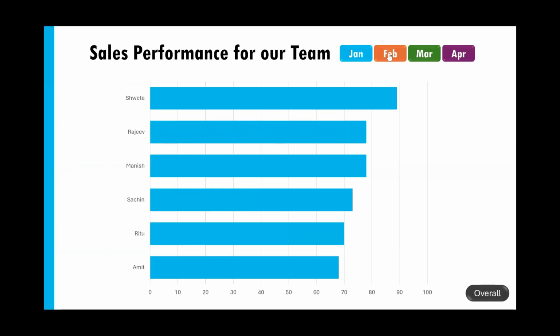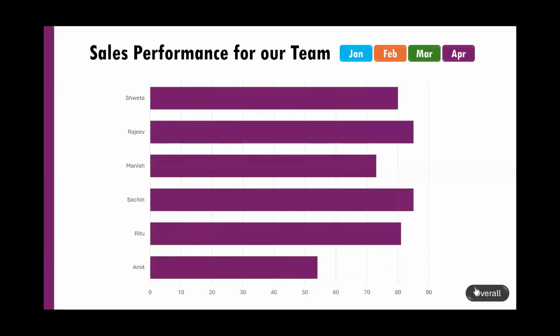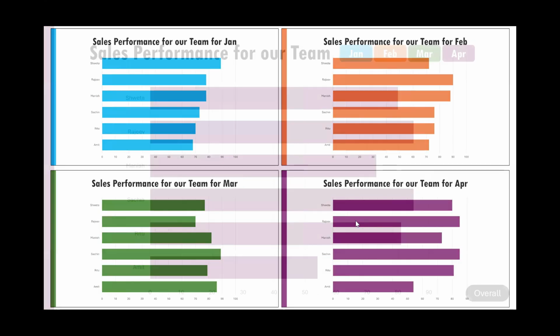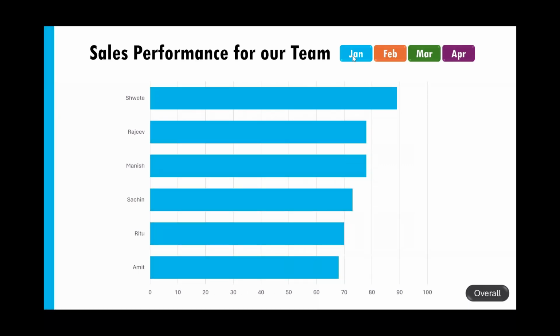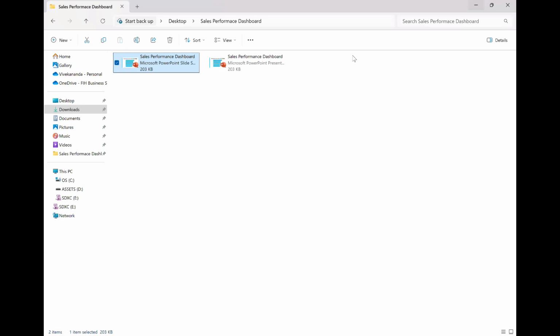So Jan, Feb, March, April. Let us go with the overall. Let us click on anything. So everything is linked with each other. Wow. Now whenever I am going to escape or close, automatically it will close the software, means it will close my presentation. Nothing will happen.